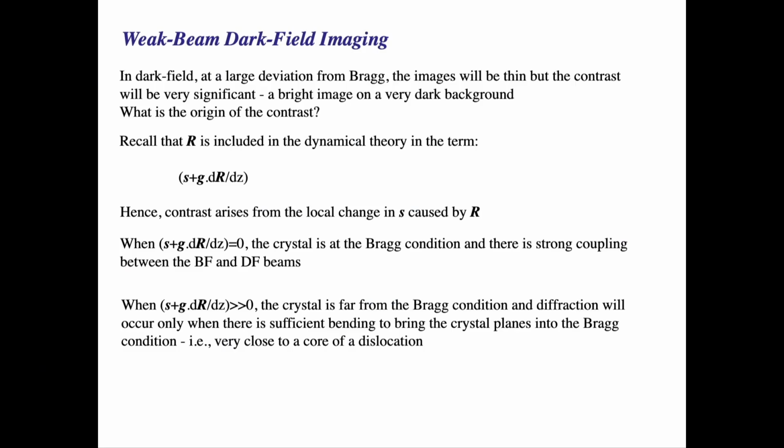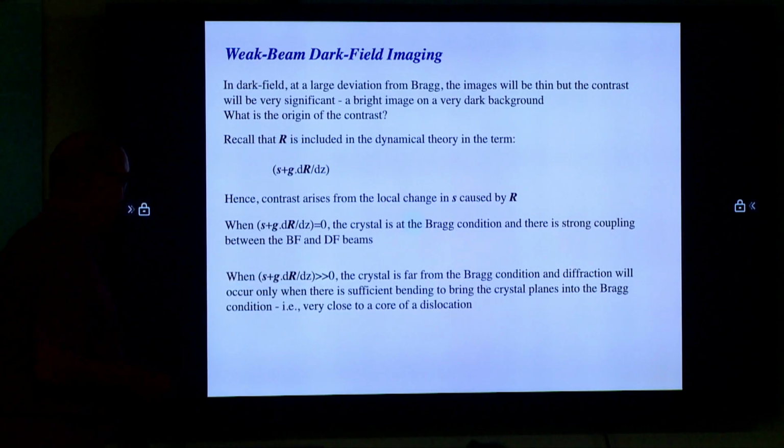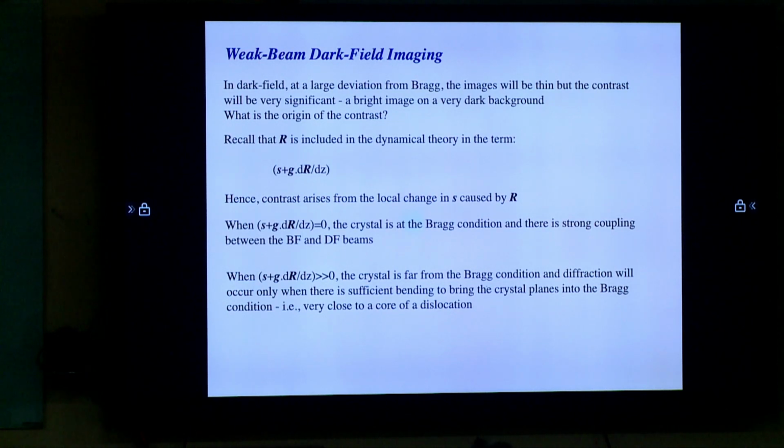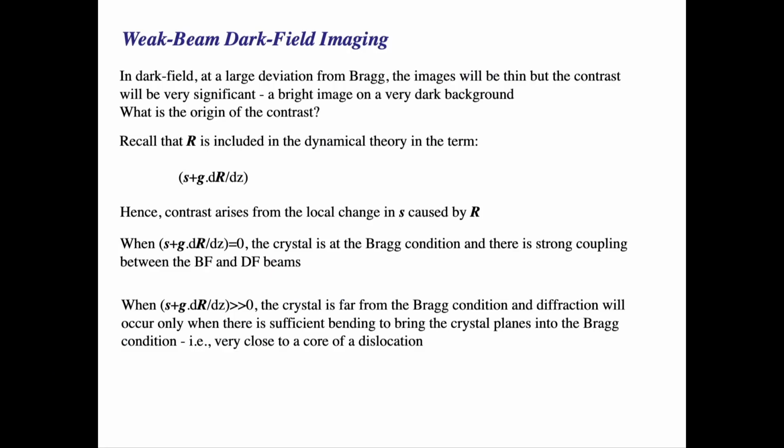So when this term is very large, then the crystal is far from the Bragg condition, and diffraction will occur only when there is sufficient bending to bring the crystal planes into the Bragg condition. So it's very close to the core of a dislocation. That's why it's such a thin image.